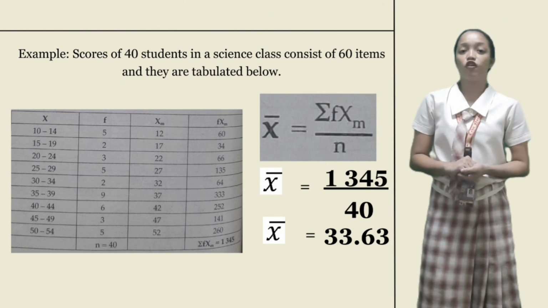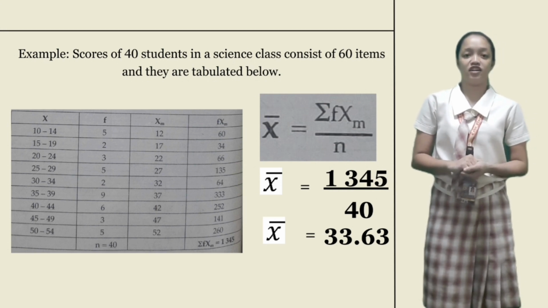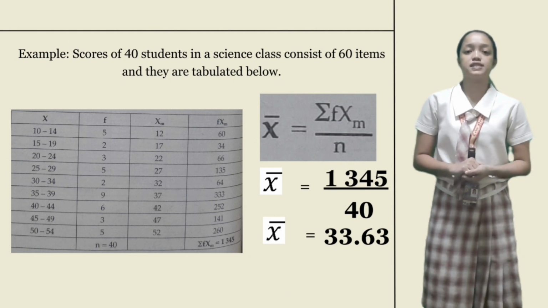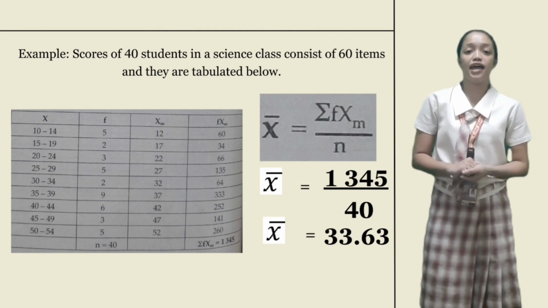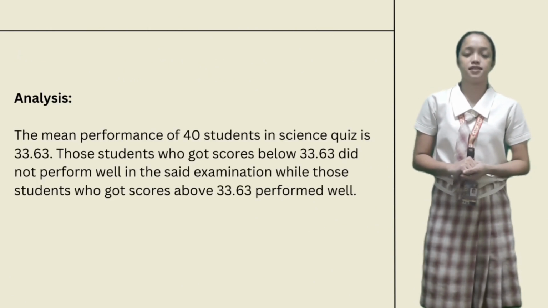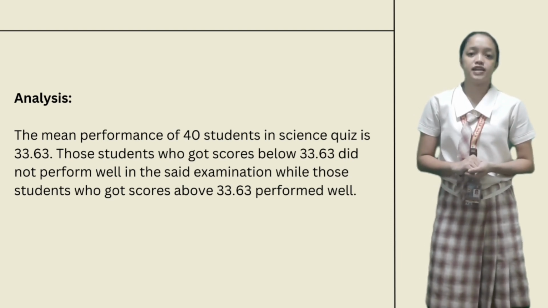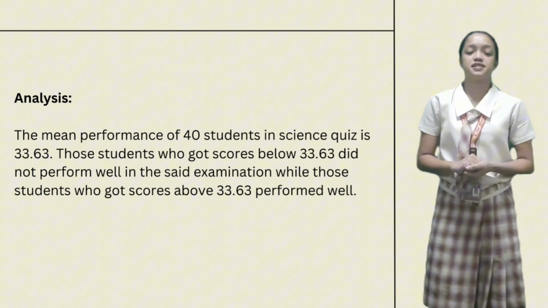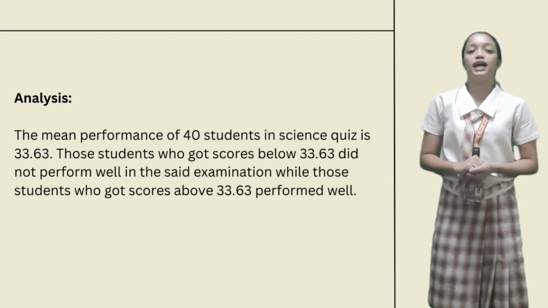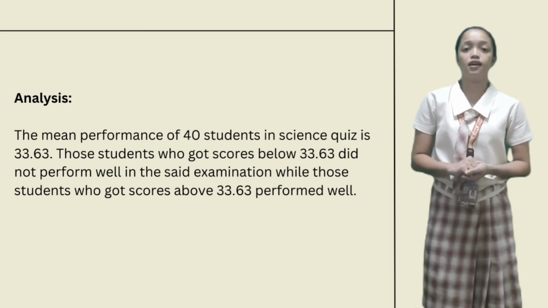The scores of 40 students in a science class consisting of 60 items are tabulated here. We have here the summation of the product of f x sub m, which is 1345, divided by n, which is 40, which results in the mean value of 33.63. For the analysis, the mean performance of 40 students in a science quiz is 33.63. So those students who got scores below 33.63 did not perform well in the said examination, while those students who got scores above 33.63 performed well.